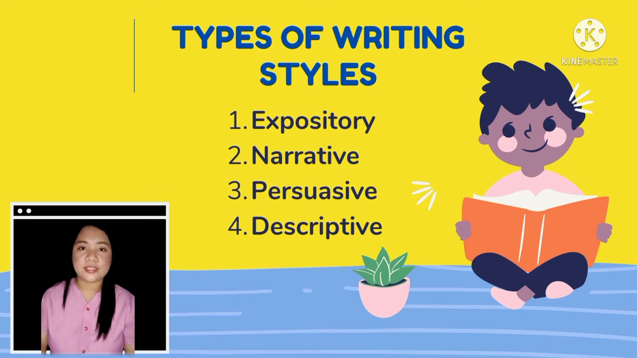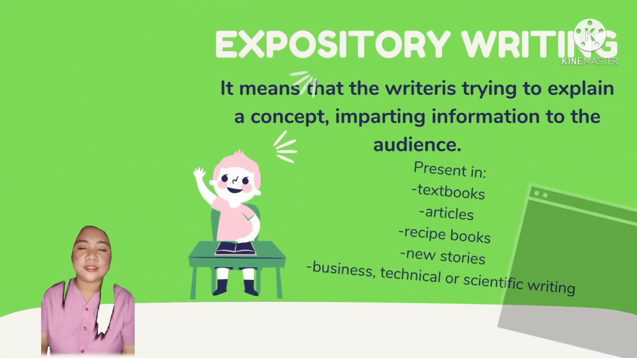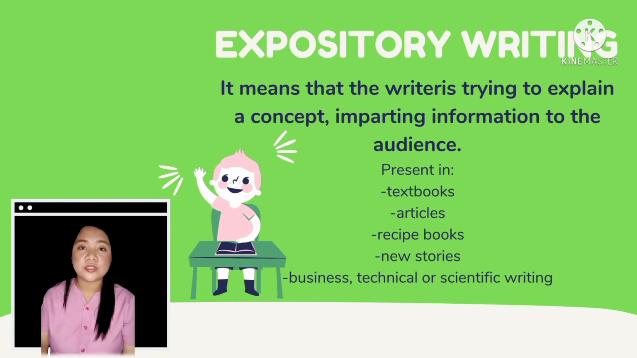The first writing style that we will discuss is known as expository writing. Expository writing means that the writer tries to explain a concept or to share or impart information to the reader. Remember that expository writing is not subjective. It focuses on facts which are supported with pieces of evidence.